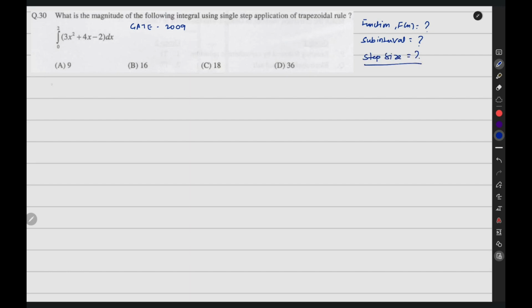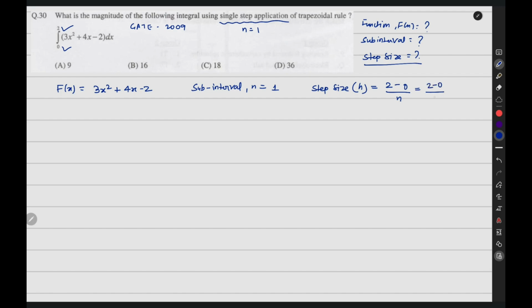So first of all we will write the function f(x) equals 3x square plus 4x minus 2. Subinterval: in the question it is written that we have to use single step application. So single step application means n equals 1, and step size h, we know, is the upper limit that is 2 minus lower limit that is 0 upon n. So this is 2 minus 0 by 1. So we will get 2.